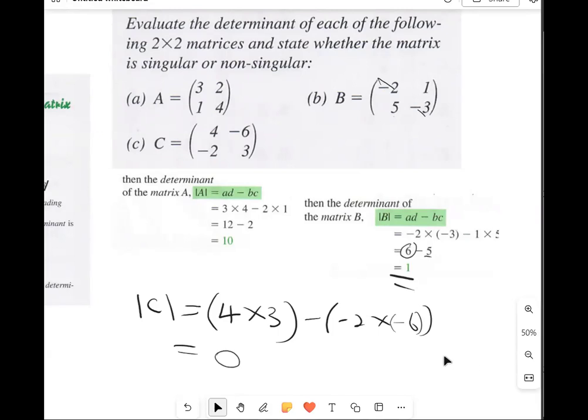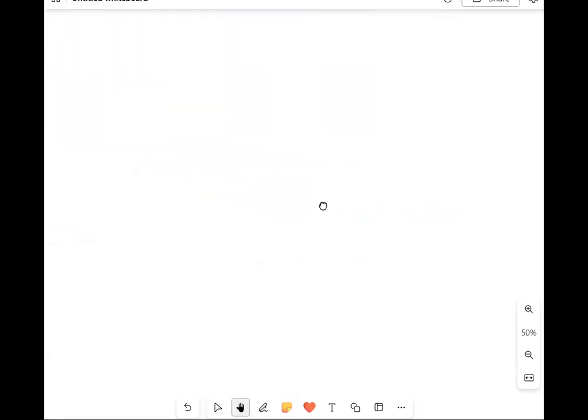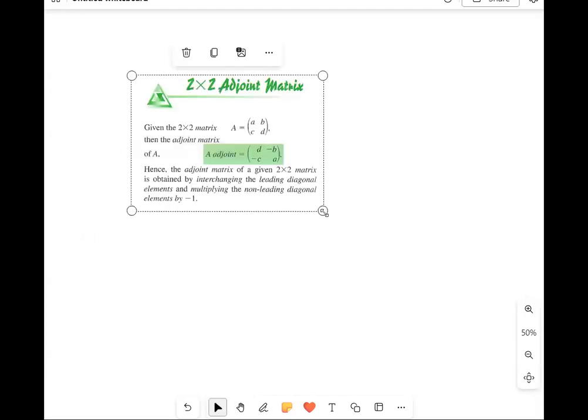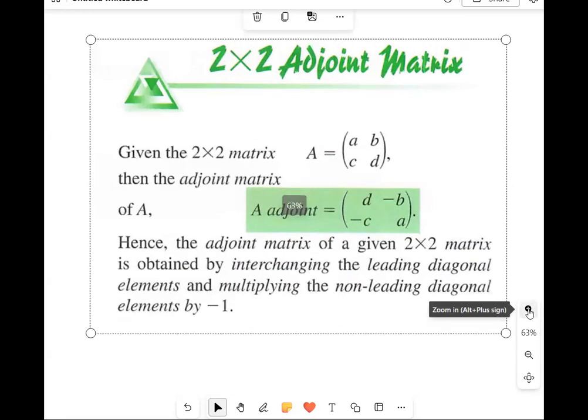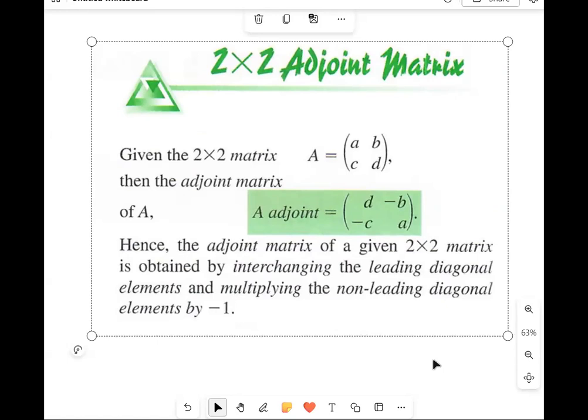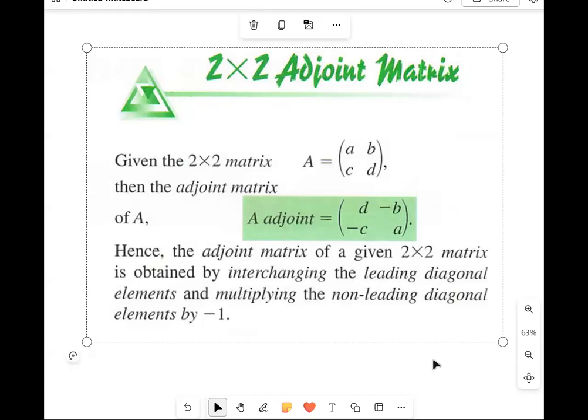Another concept you want to learn is what we call the adjoint matrix. These two, the determinant and the adjoint, we will combine to find the inverse of a matrix. So what's the adjoint of a matrix? Notice what it is: you swap around A and D, and you change the sign on B and C.